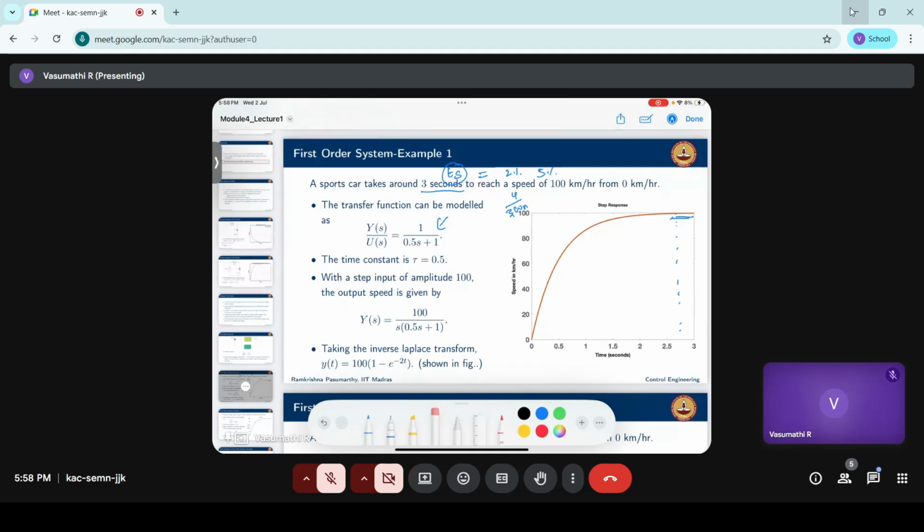So whenever we have to calculate time, we have to use the settling time formula. Yes, the settling time formula. That kind of question will be asked for second order systems only. So you can straight away use those formulas.